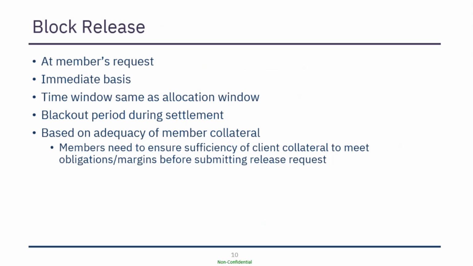So the members have to take care that if clients have obligations and the members don't want to release the block because of the obligations, the members should not put the release request. So that risk check has to be built on the member side. On our side, as long as the members have sufficient prop collateral, we will allow the block to be released.